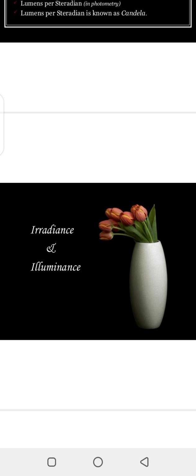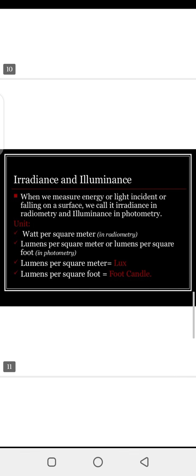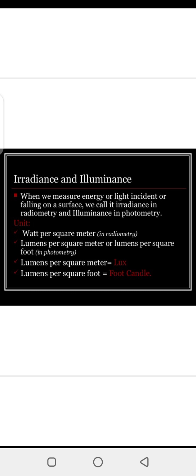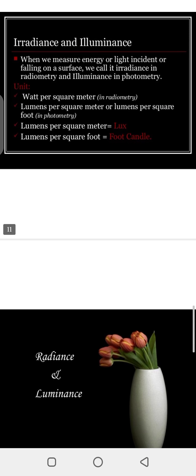Third, irradiance and illuminance. Next, when we measure energy or light incident or falling on a surface, we call it irradiance in radiometry or illuminance in photometry. Unit watt per square meter, lumen per square meter, or lumens per square foot. Next, lumen per square meter equals lux, lumen per square foot equals foot-candle.